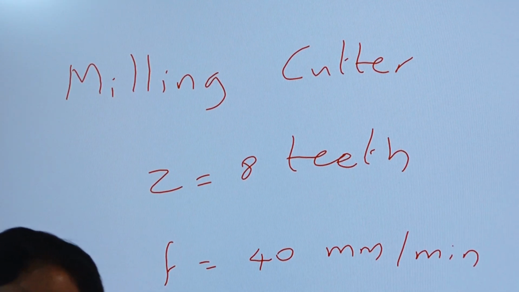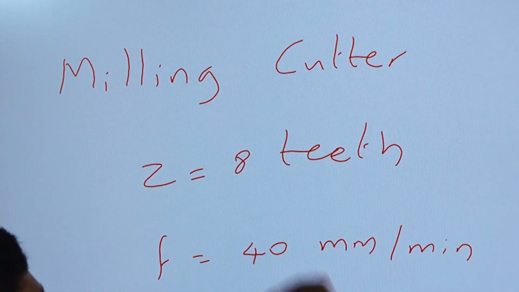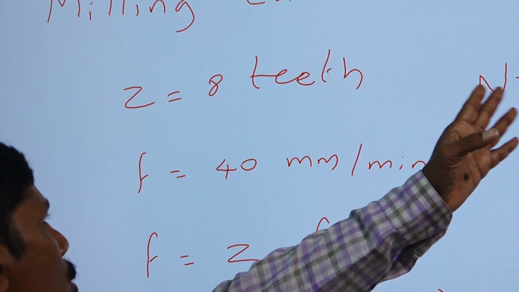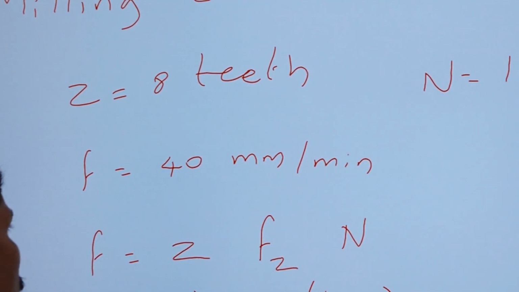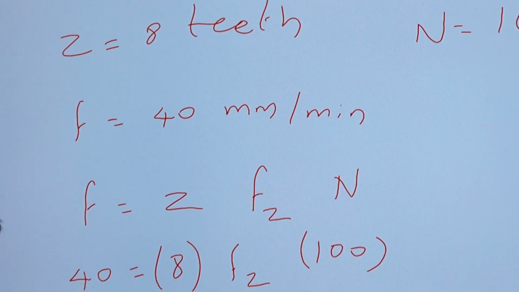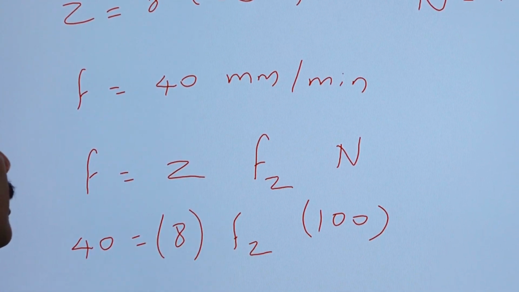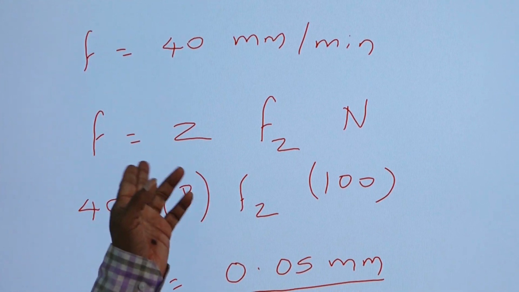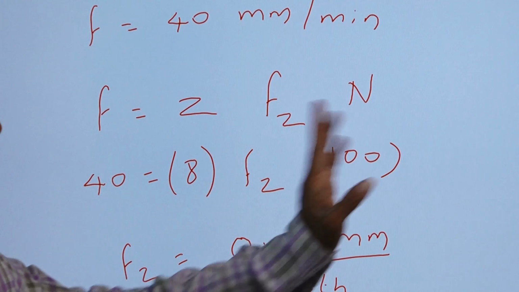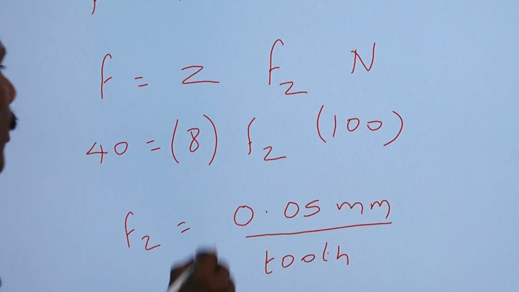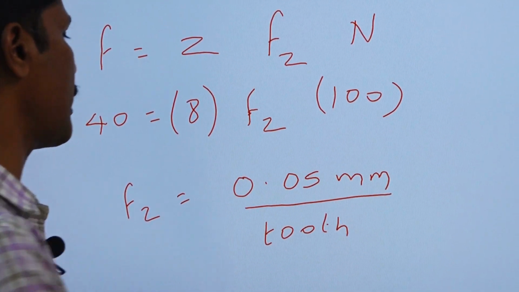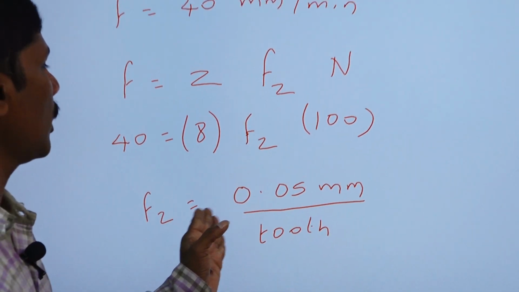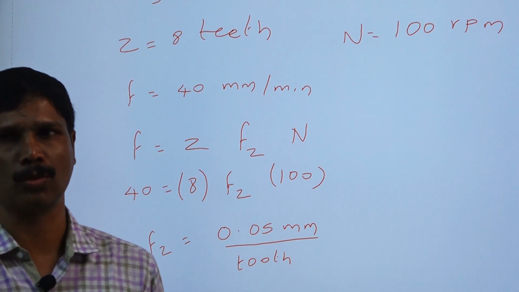A similar milling cutter problem, but the data is Z is 8 teeth, F is 40 mm per minute, and N is also given, 100 RPM. This is the feed per minute. They are asking for feed per tooth. So F equal to Z into FZ into N. Here the unknown parameter is feed per tooth, that is FZ. Taking the remaining parameters to the other side, we get feed per tooth is 0.05 mm per tooth.